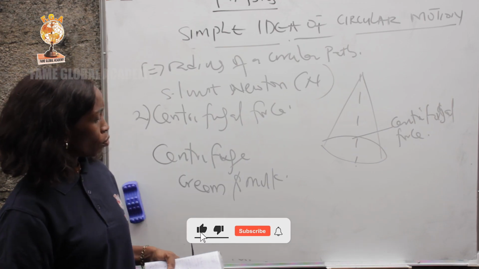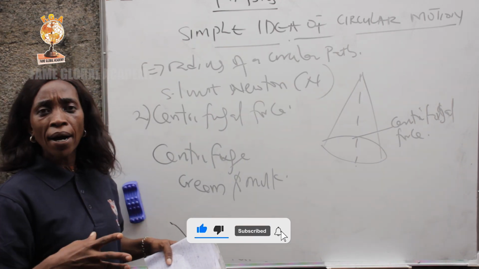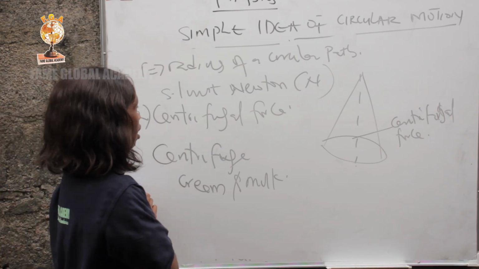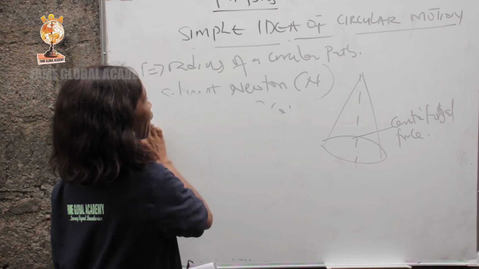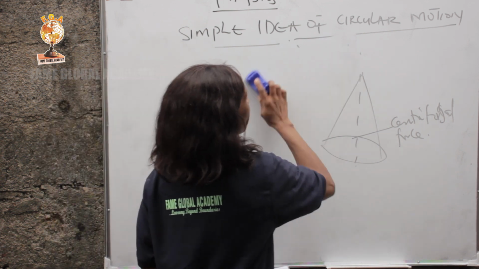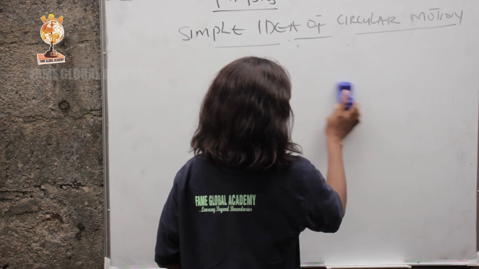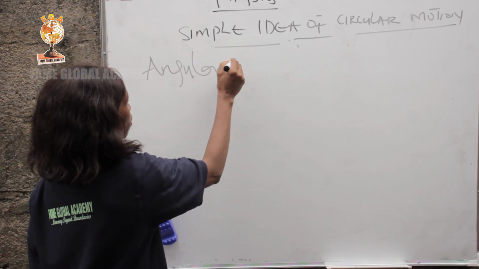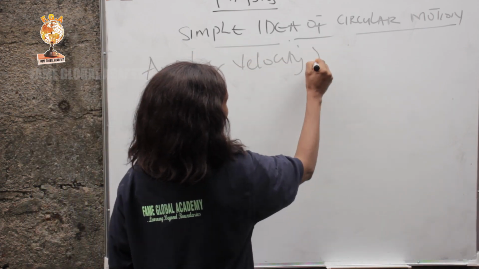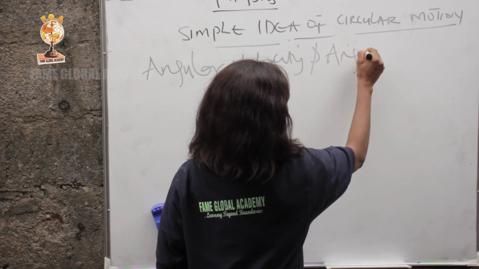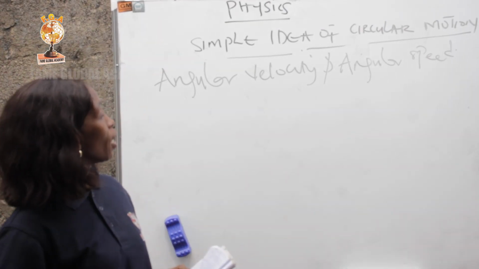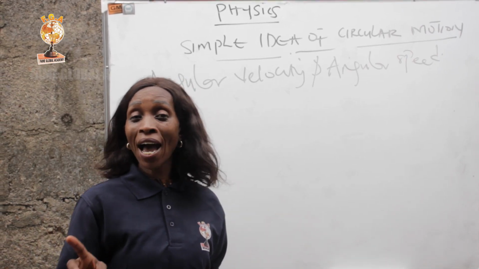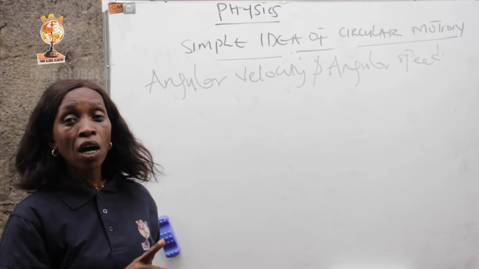Now, let's continue. A body moving in a circular path also has an angular velocity and an angular speed. Okay, we said a body that is moving in a circular path, in a circular motion, also has an angular velocity and an angular speed.